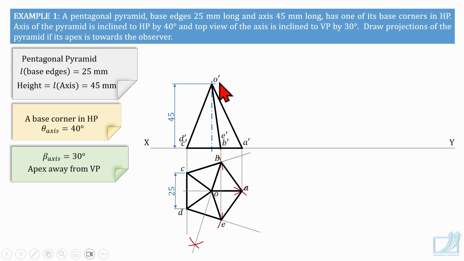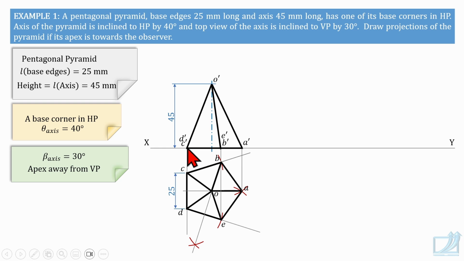So O dash A dash, O dash B dash, O dash C dash, O dash D dash and O dash E dash. These are 5 face edges, and base edges you can identify here. A dash B dash, read in alphabetical order: A dash B dash, B dash C dash, C dash D dash, it appears a point.